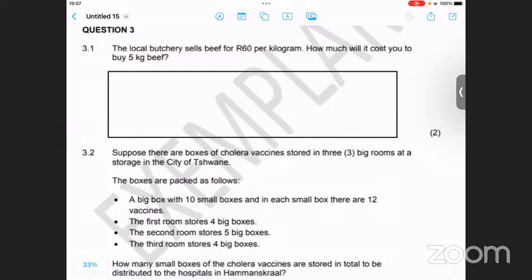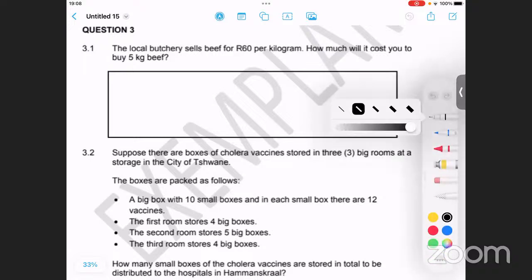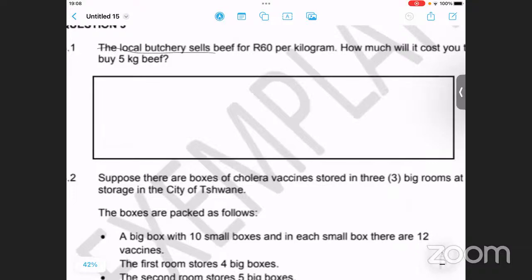So I want us to do this question today. They say the local butchery sells beef for 60 rands per kilogram. How much will it cost you to buy 5 kg of beef? So what they're saying here is that 60 rands is equal to 1 kg. So a kg goes for 60 rands. They want to know how much it will cost you to buy 5 kg.